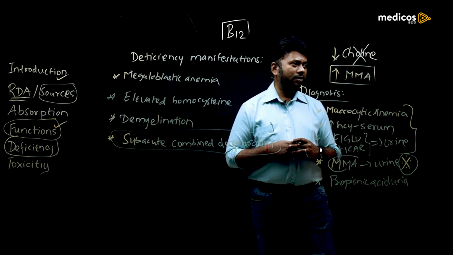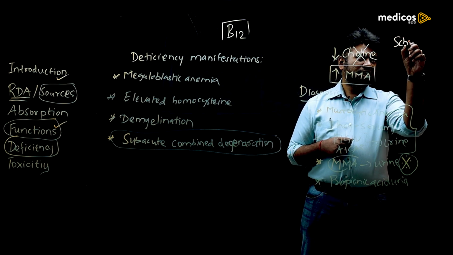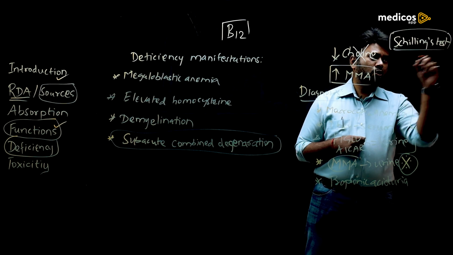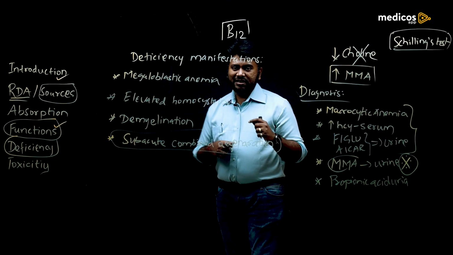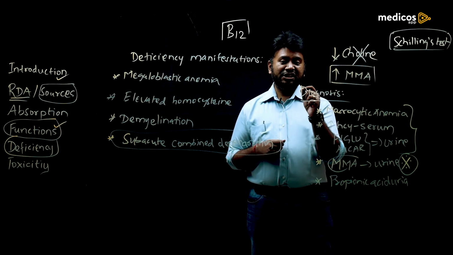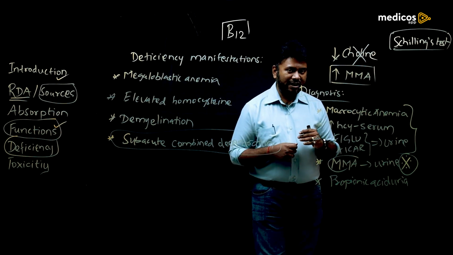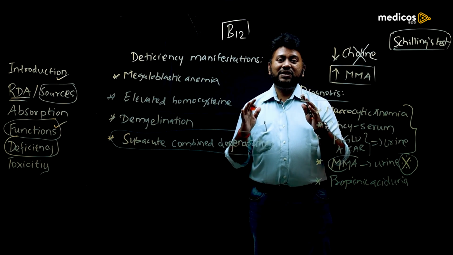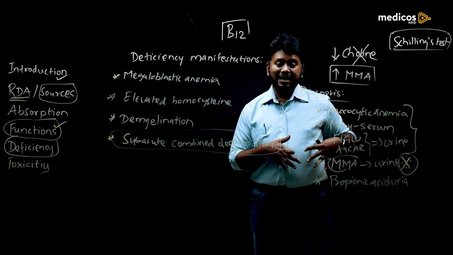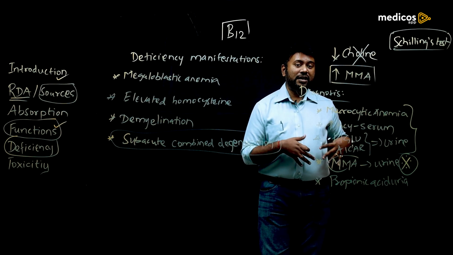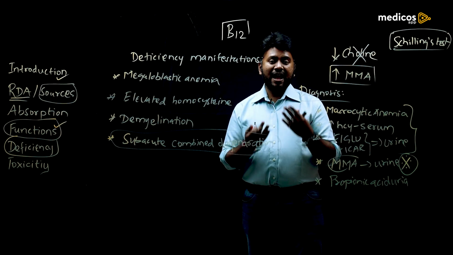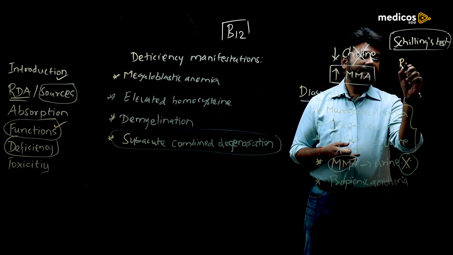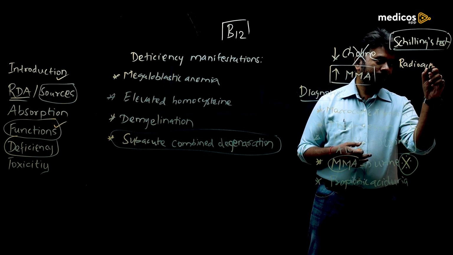How can we do that? By a famous test called Schilling's test. In this test, first you will be injecting the patient with vitamin B12. This injection will have a good amount of dose which can saturate the storage reserve. The liver will be saturated after this vitamin B12 injection. Then after that you will be giving oral B12 which has radioactive cobalt in it.